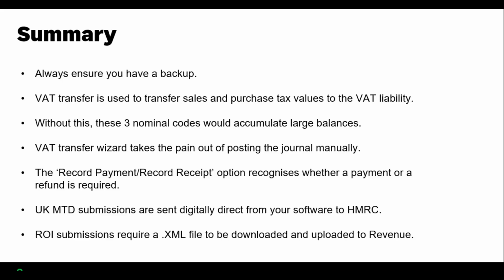So today, what we covered instantly was always ensure you have a backup. We did that yesterday. I always labour that point because it's easier to return to a save point than it is to unpick anything that may have happened incorrectly. VAT transfer is used to transfer sales and purchase tax values to the VAT liability, which in a perfect world, your VAT liability nominal code will always be 0, but other factors may come into play. For example, CIS, there's going to be a running total. Your sales and purchase tax nominal codes, very rarely are going to be 0 because that would imply that you're not processing.